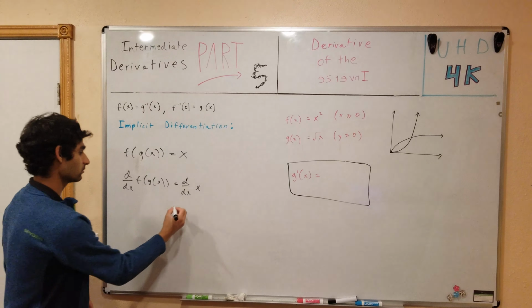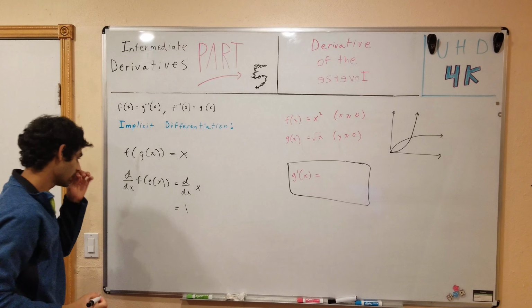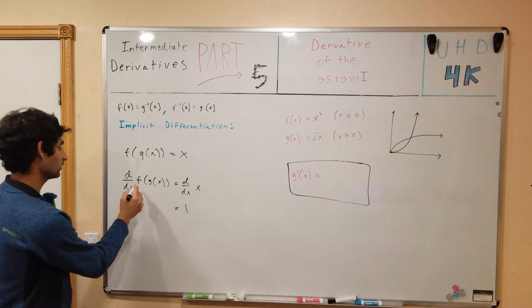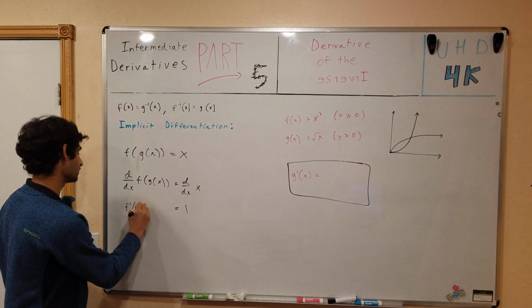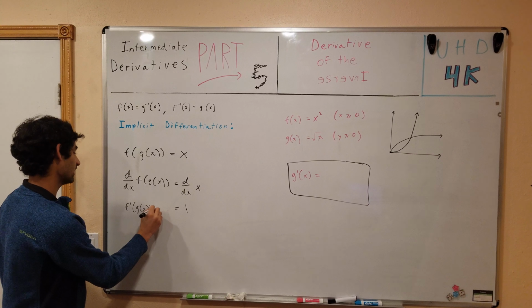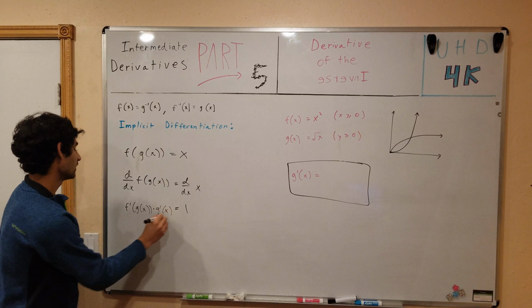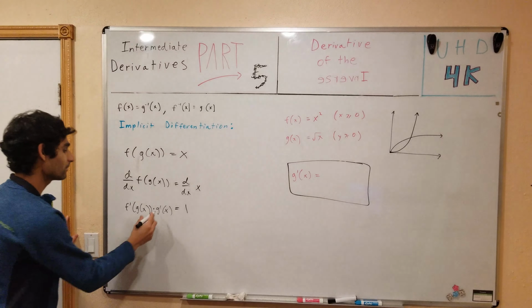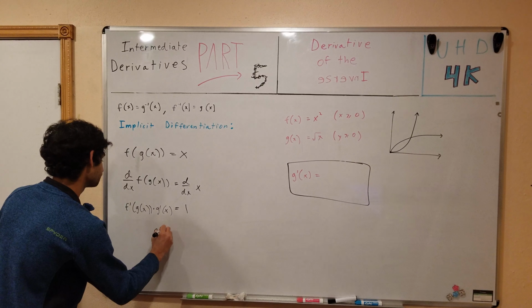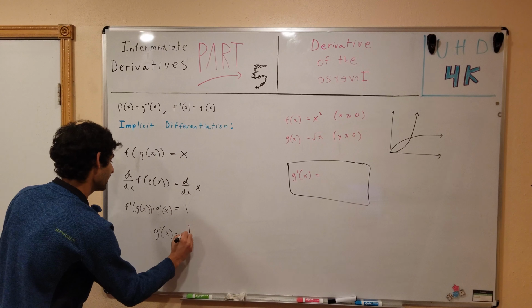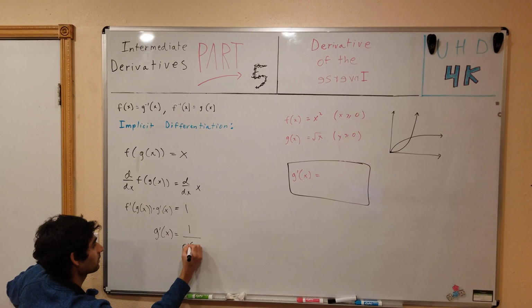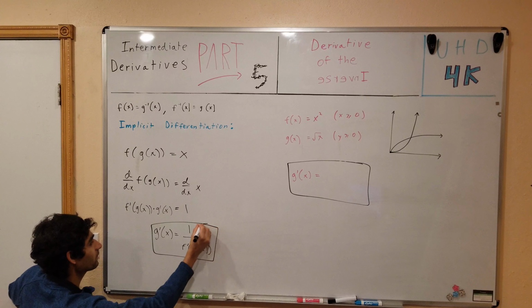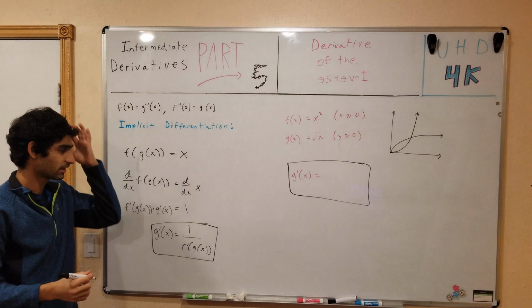Now what's this equal to? Well, d over dx of x is 1, and d over dx of f of g of x, we're going to have to use the chain rule. So that's going to be f prime of g of x times g prime of x. So the derivative of the outside on the inside times the derivative of the inside. And now I'm going to solve for g prime of x. It's equal to 1 divided by f prime of g of x. And yes, this is how we take the derivative of the inverse of a function.